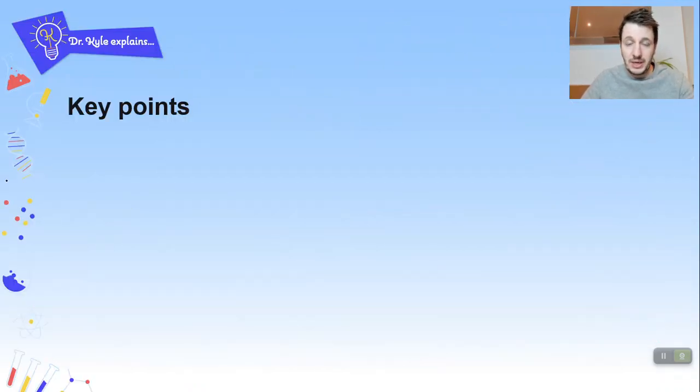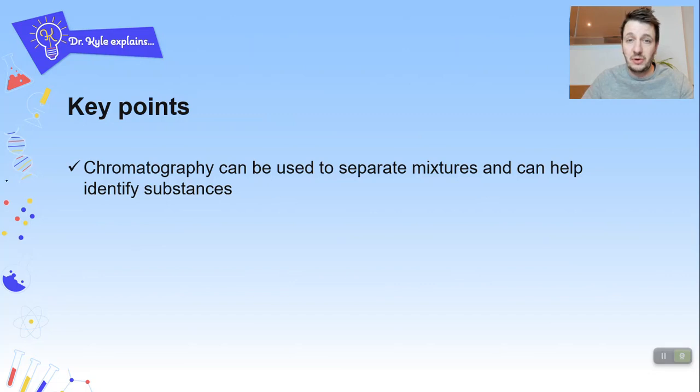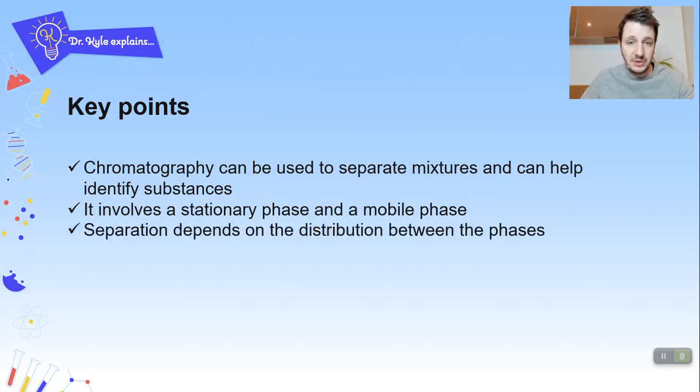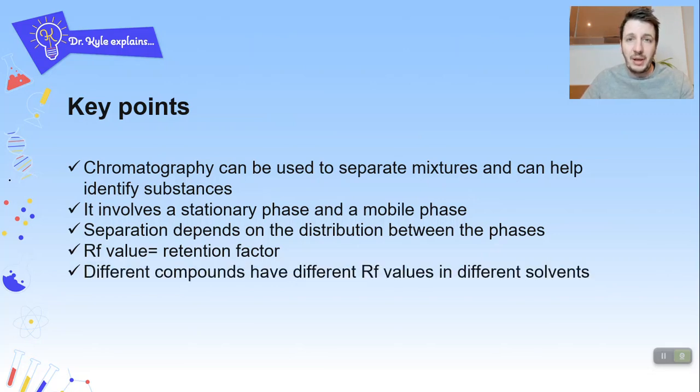Okay, so some quick key points first of all. Chromatography can be used to separate mixtures and can help identify substances. It involves a stationary phase and a mobile phase, and we'll go into more detail in a second. Separation depends on the distribution between the phases. The RF value stands for retention factor, and I'll talk about how we work that out in a second. And then different compounds have different RF values in different solvents.